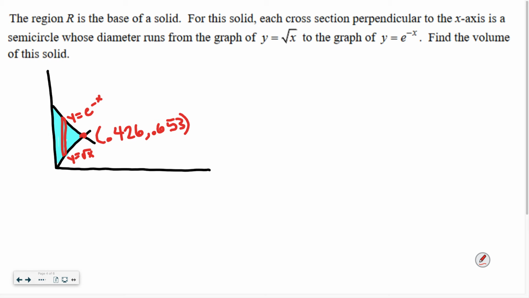Okay, so what's going to happen is, we said perpendicular to the x-axis, so I drew in my rectangle with thickness dx. I don't really have room to label it, but there we go. Okay, so let's talk about the base. We don't even care about the shape right now. Let's just talk about the base. The base is whatever rectangle you draw in here, with thickness, in this case, dx. So top minus bottom, our base goes from e to the negative x to radical x.